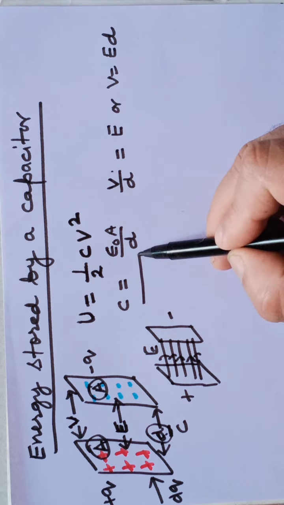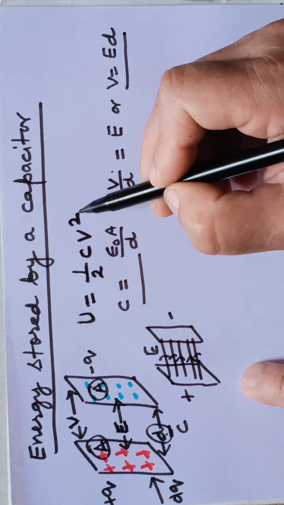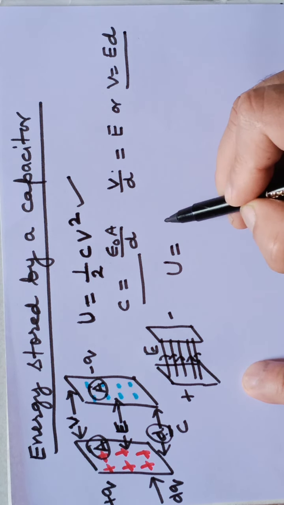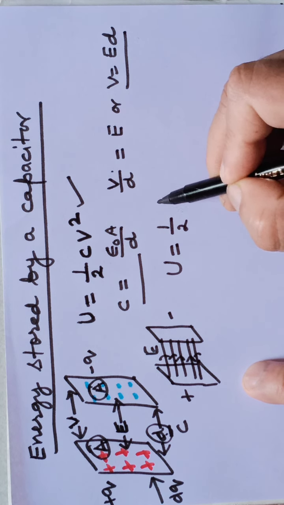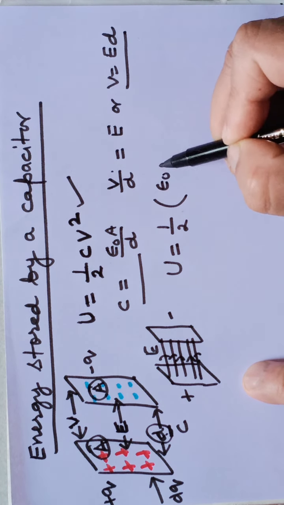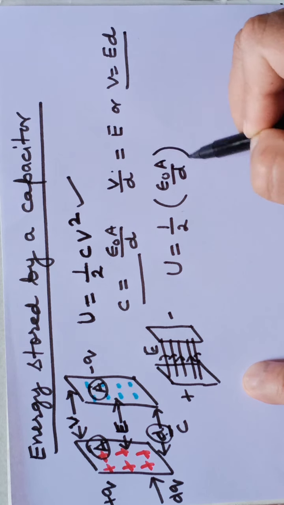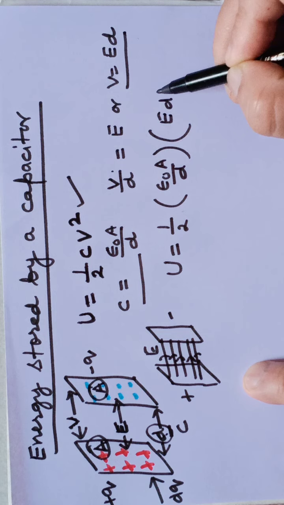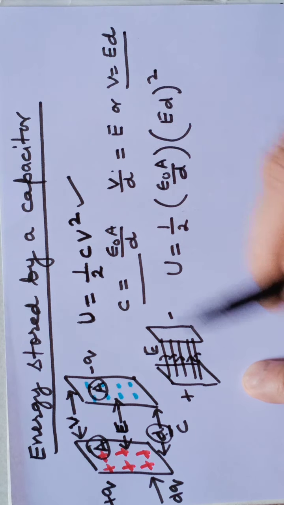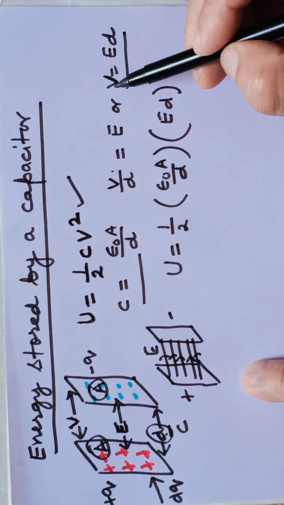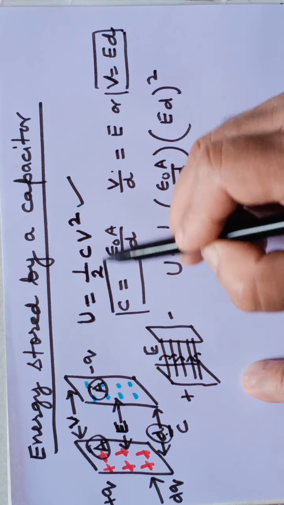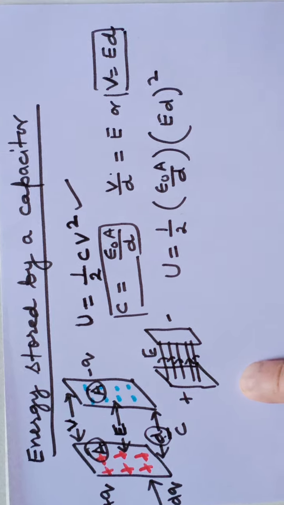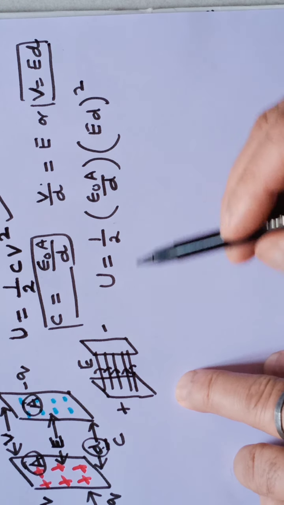So now we put these values in this equation. So we have U is equal to half epsilon naught A upon d for C and E into d whole square for this V potential. So we have used these two formulas in the above formula.